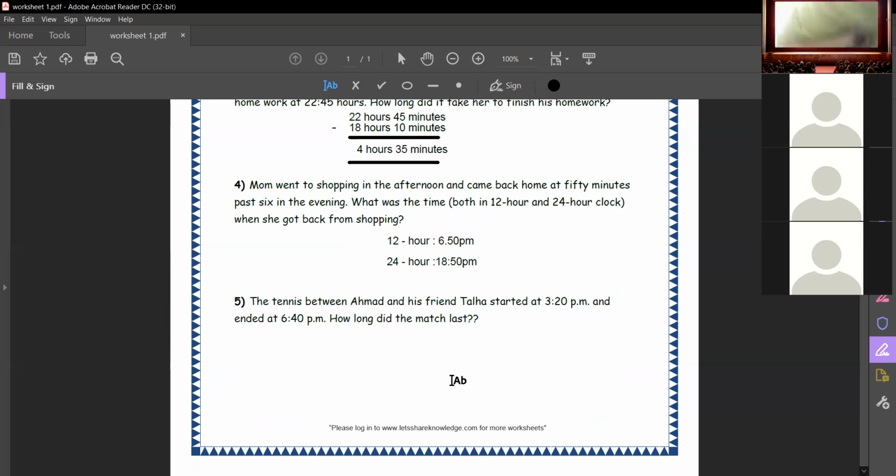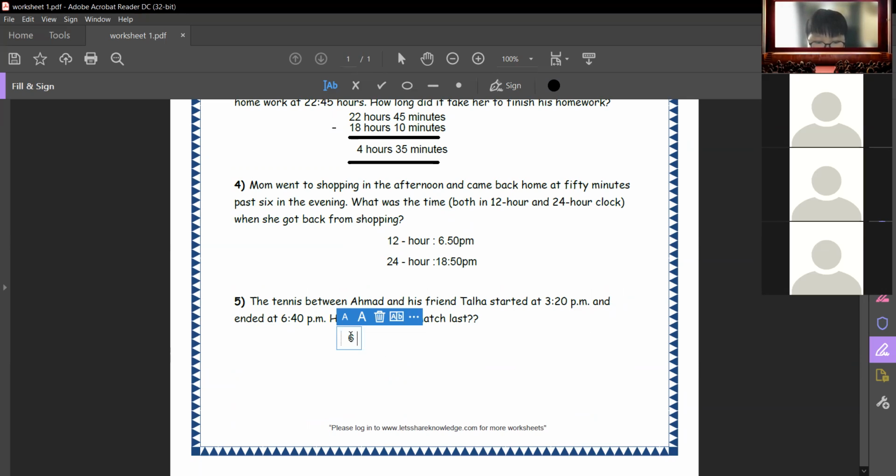The last question for worksheet number 1. The tennis match between Hamad and his friend Talha started at 3:20 p.m. and ended at 6:40 p.m. How long did the match last? Who can tell teacher how long? 3 hours and 20 minutes. 3 hours and 20 minutes.